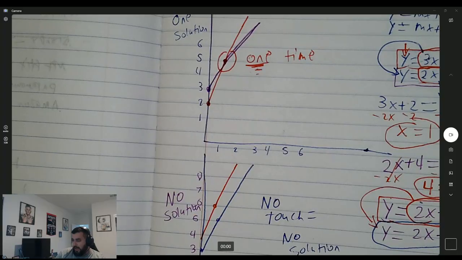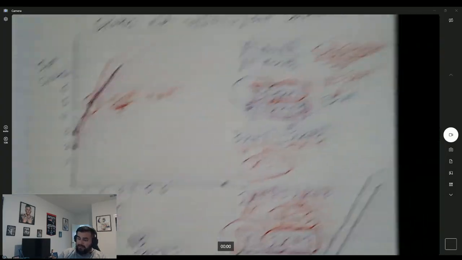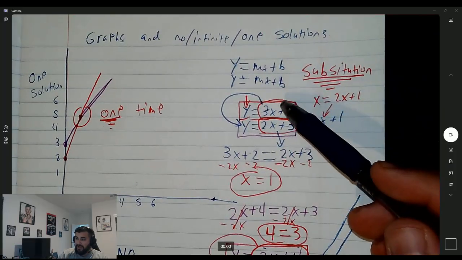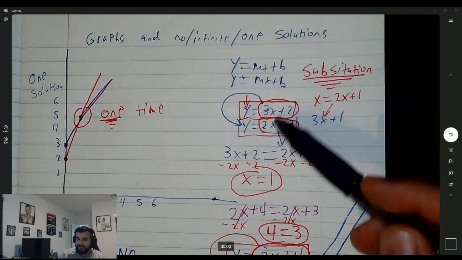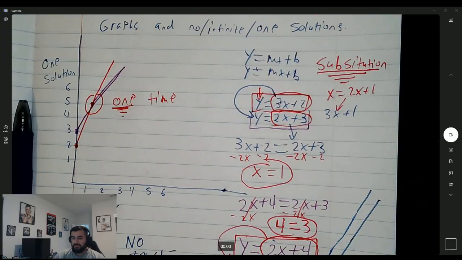Even though I've never talked to you about it, that's always been the same. So hopefully we are pretty good at graphing y equals mx plus b now. If you can't do that consistently, we gotta get on that, right? Because you're not gonna graph one equation, you're gonna have to start graphing two equations, and we gotta see if they touch once, twice, or never.